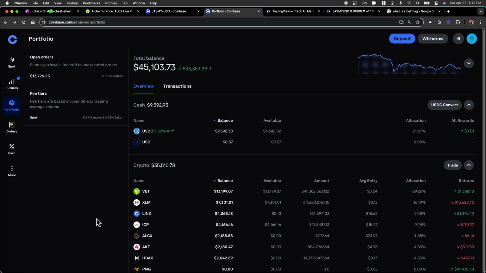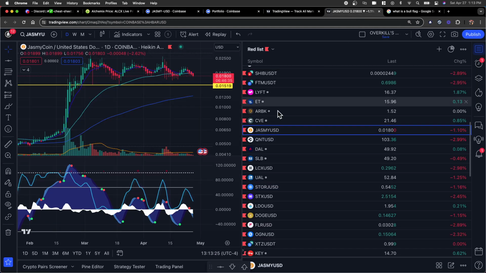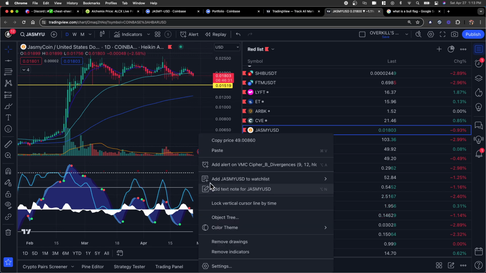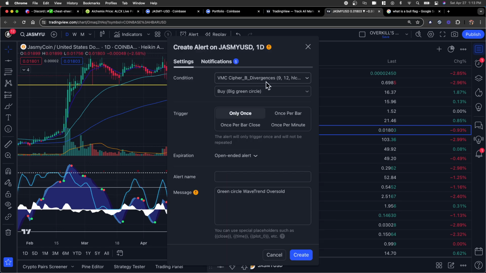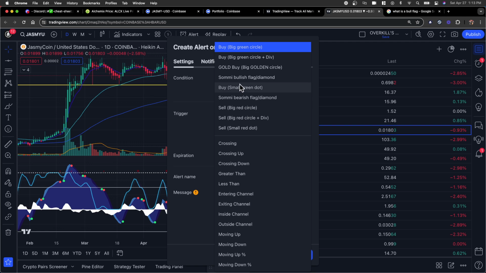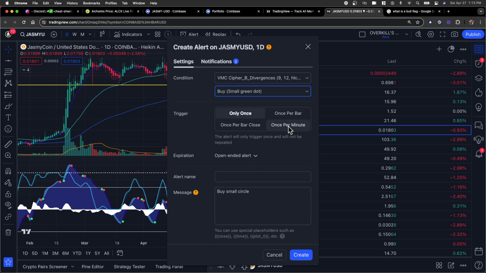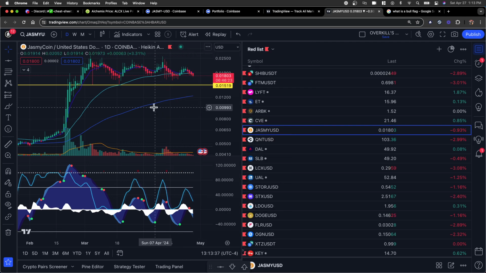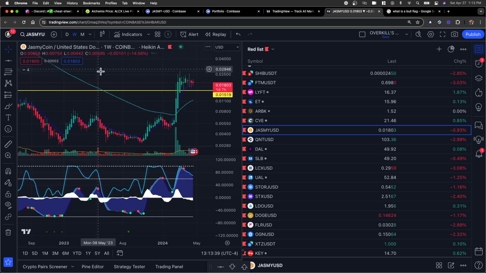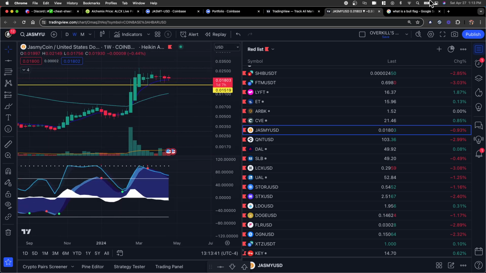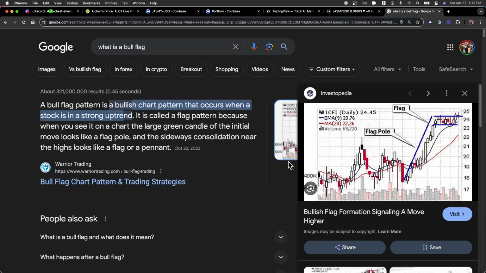Oh, lordy. Ugh. I'm going to come back to it, dude. I'm going to set up a green dot alert, though, on it, on the daily. This is just going to notify me, but I want to see where that thing comes. Golly, that's just crazy. This is the nicest bull flag I've ever seen in my life. Look at this. Let me just open this picture up for you guys.